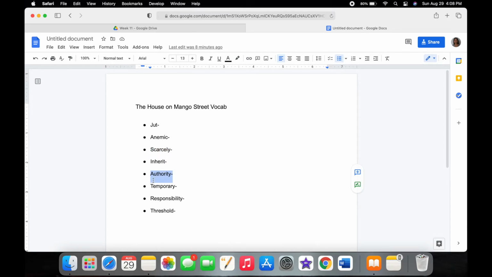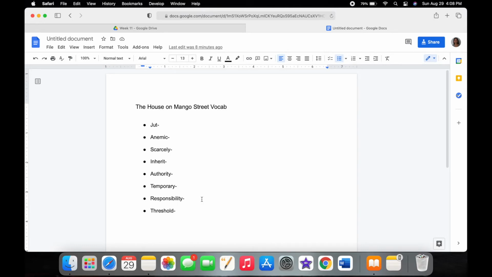So this authority figure, this is somebody who has a higher power or a higher status in society or in their home life, maybe within their school or whatever place they might be at in this book, what kind of setting they're dealing with. Temporary. Temporary means something that is not always there. It might be there for a short while and then gone the next.